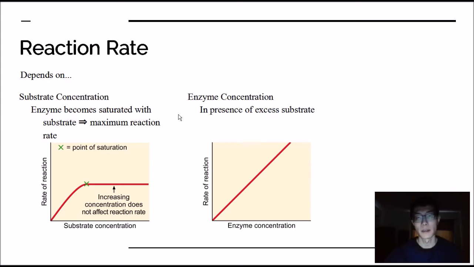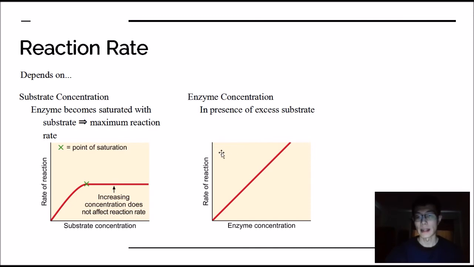The first one is substrate concentration. When an enzyme becomes saturated with substrate, meaning you throw in a lot of substrate but only have a certain amount of enzyme, there comes a saturation point where the rate of reaction plateaus. So increasing the concentration of substrate doesn't increase the rate of reaction because the enzymes are already saturated. On the opposite hand, if you increase the amount of enzymes, you can have an increase in the reaction rate in the presence of excess substrate.